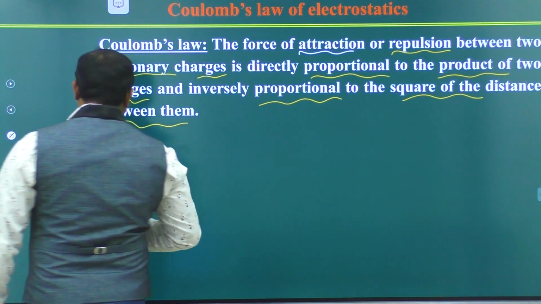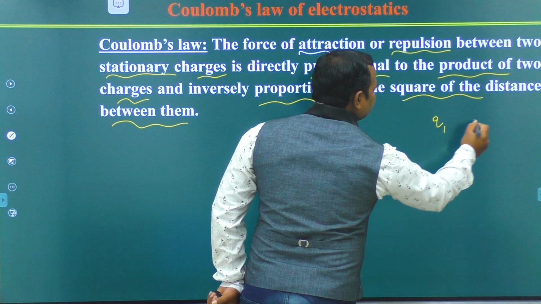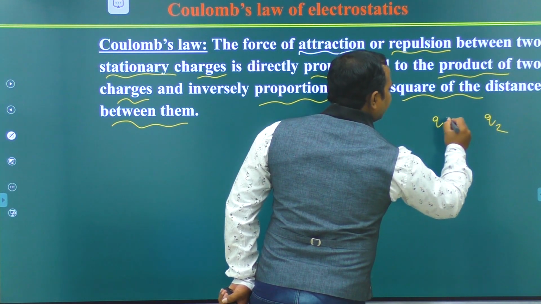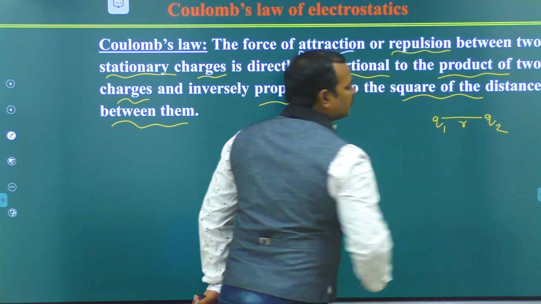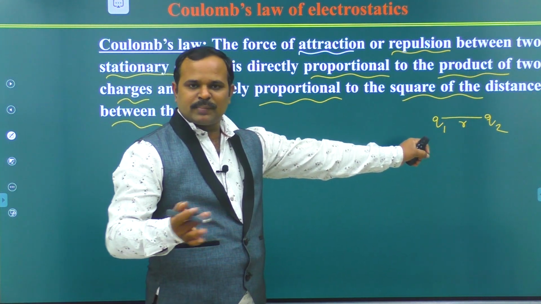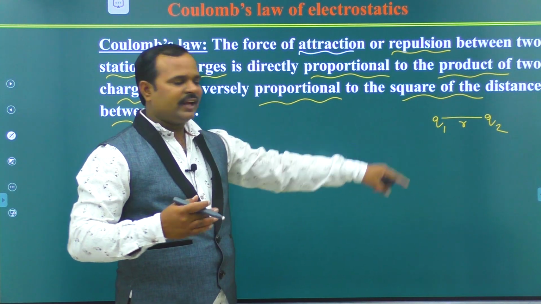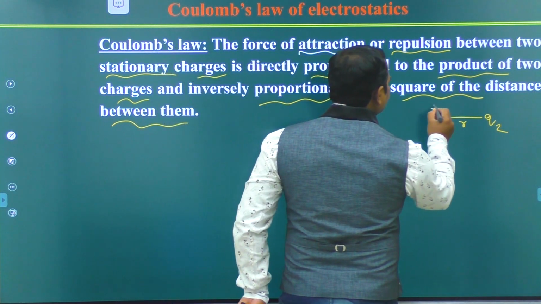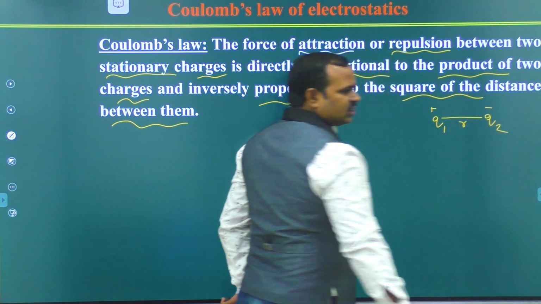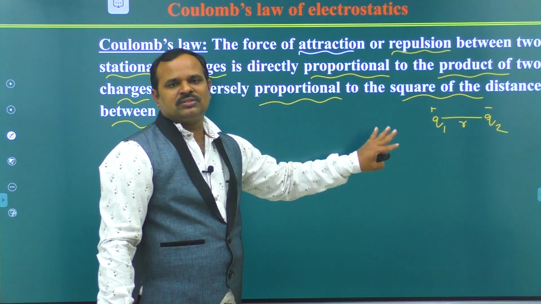That means we have two charges, this is Q1, this is Q2. They are separated by a distance r. If the two charges are positively charged, they will repel each other. If both charges are negative, they still repel each other. If one charge is positive and one is negative, then they attract each other. So there is a force of attraction or repulsion, both.